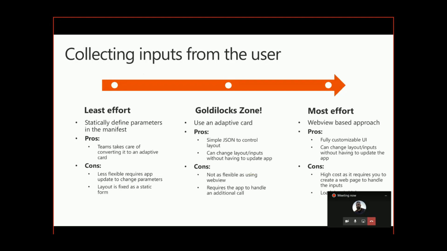In terms of how you can collect inputs from the user from the task module, there's a least effort way and one which is more complicated. The least effort way is to statically define your parameters in the manifest. In that case, what we do on the Teams side is we build an adaptive card, which is a very basic form. And the advantage of that is you don't have to do much processing on your side. It's the fastest approach because everything's statically defined in the manifest.